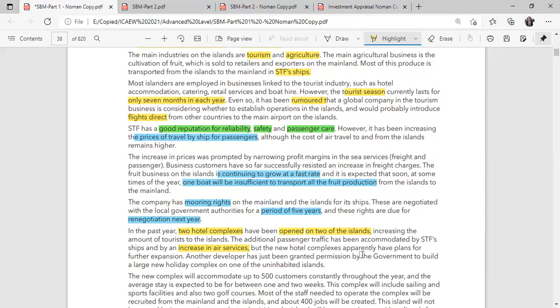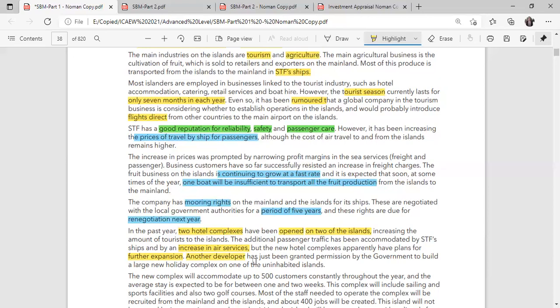But the new hotel complexes apparently have plans for further expansion. Again, it shows there is a lot of growth opportunity. Still, you have 2 hotels, and more and more expansion plans are there for the hotel industry. And a developer has just been granted permission by the government to build a large new holiday complex on one of the uninhabited islands, basically. So another developer is there. So there is going to be tough competition in the hotel industry. So people are going to enjoy.